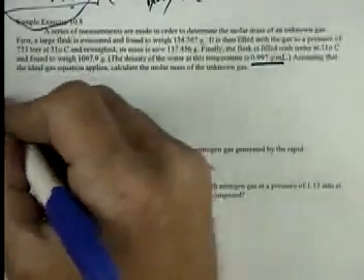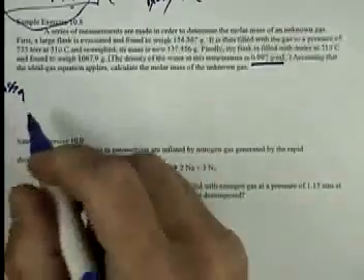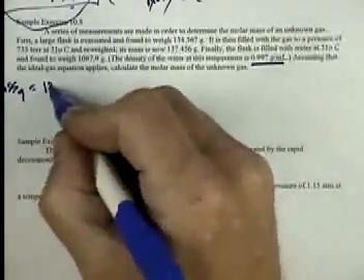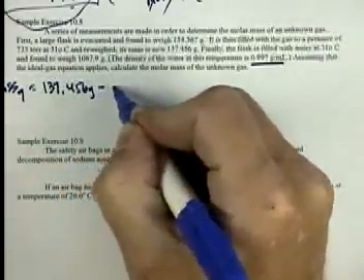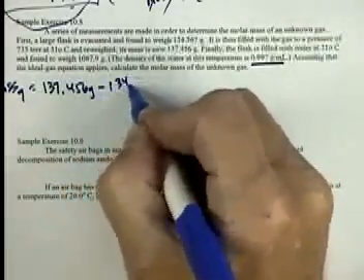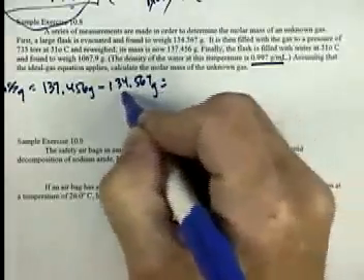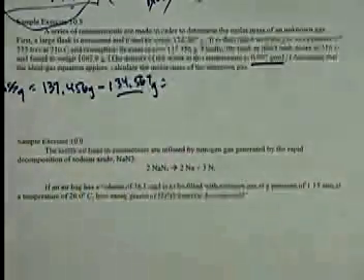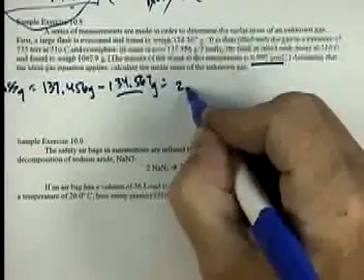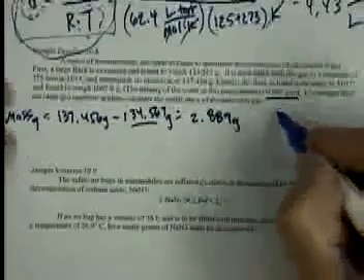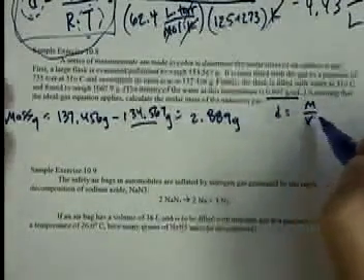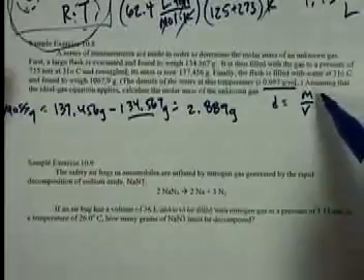First, let's find the mass of the gas. We have to take 137.456 grams, subtract from that 134.567 grams. This is the mass of the empty container. This is the mass of the full container. So our gas ends up weighing 2.889 grams. Now to find the density, remember that density is equal to mass divided by volume. I now know the mass of my gas. I need to find the volume that that gas occupied.